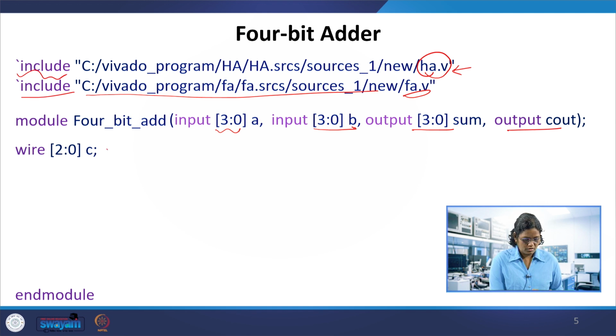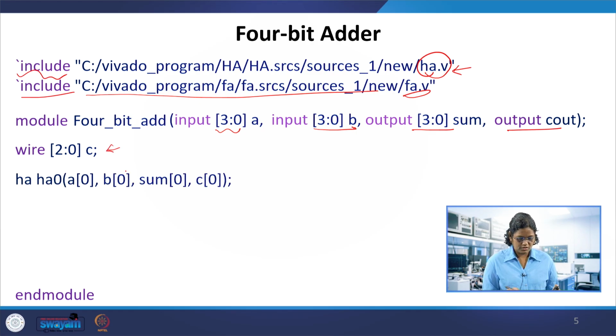So then this is a wire declaration, let's take it for later. And first, the instantiation. The four-bit adder module consists of the structural model: the first half adder, next full adder, another full adder, and another full adder. So the first instantiation is the half adder HA.